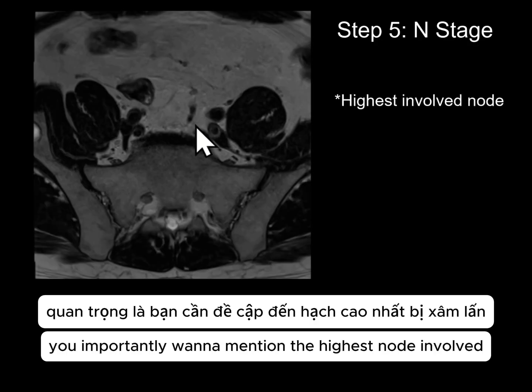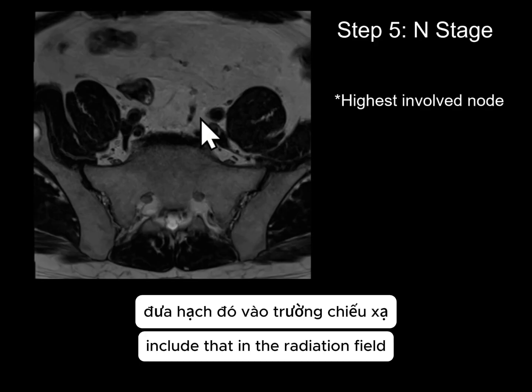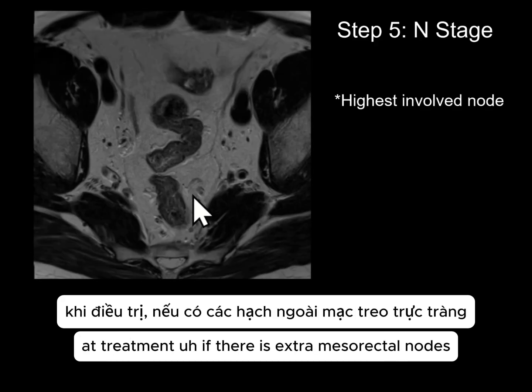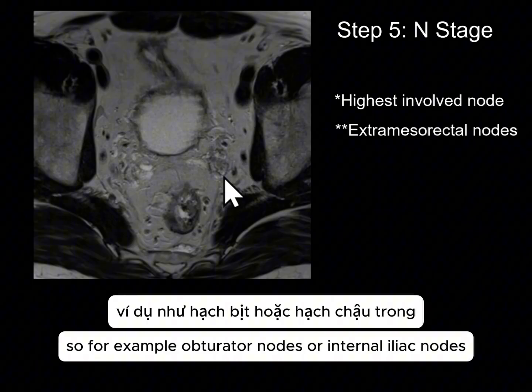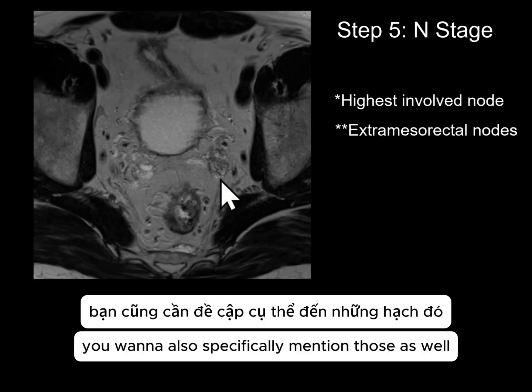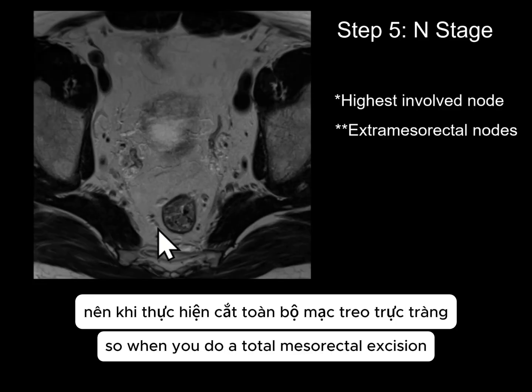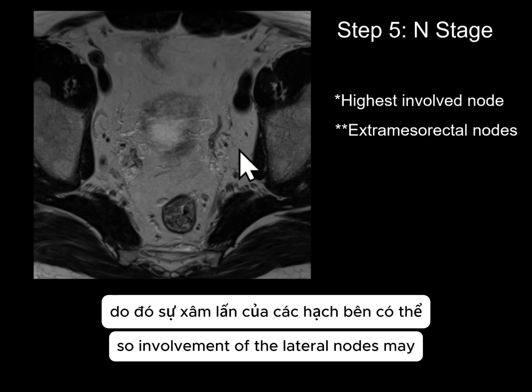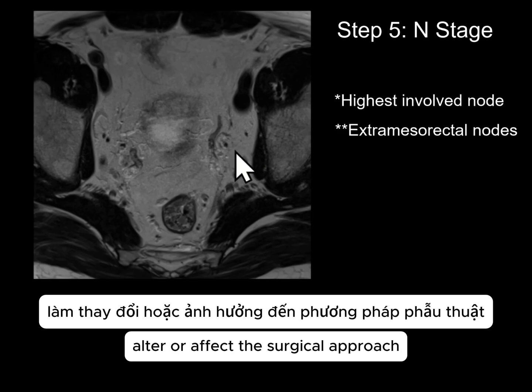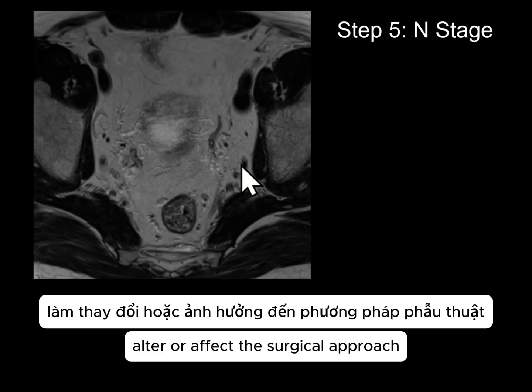You importantly want to mention the highest node involved because they would want to include that in the radiation field at treatment. If there are extra mesorectal nodes, so for example, obturator nodes or internal iliac nodes, you want to also specifically mention those as well. So when you do a total mesorectal excision, they're not routinely cutting out the lateral nodes, so involvement of the lateral nodes may alter or affect the surgical approach.